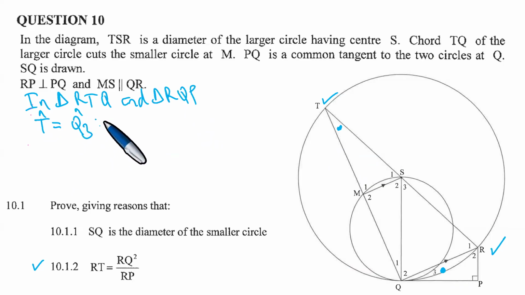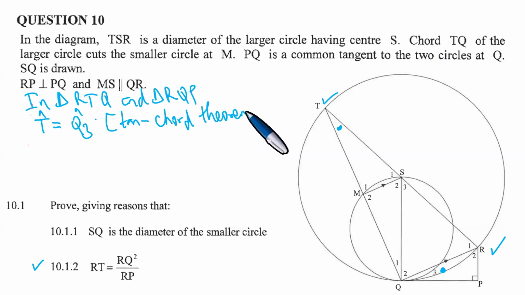Why would this be the case? Because this is a tangent. This is a tangent. And this is the Tan-Chord Theorem. So we have these equal to these by the Tan-Chord Theorem.